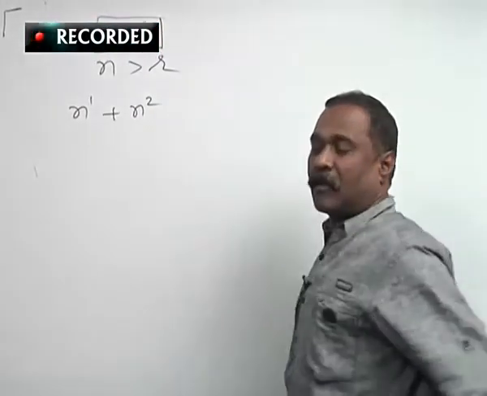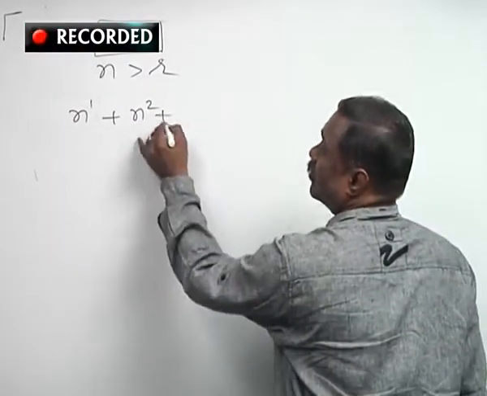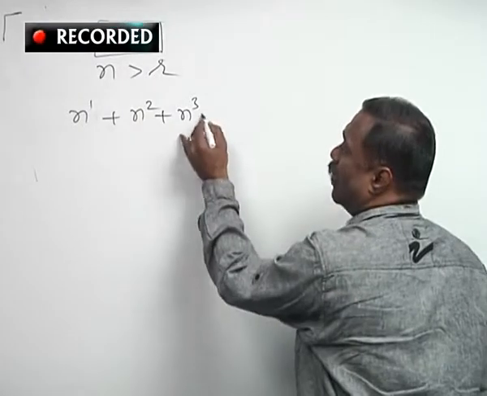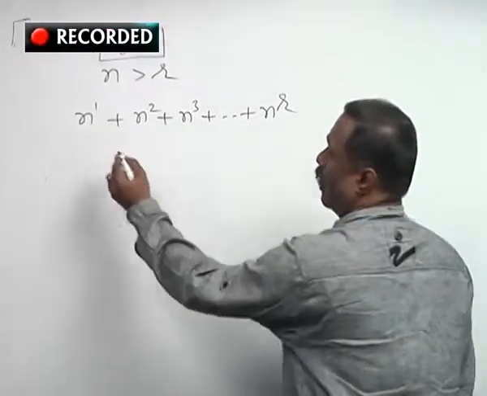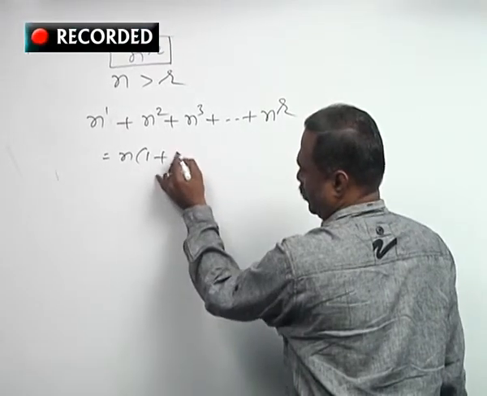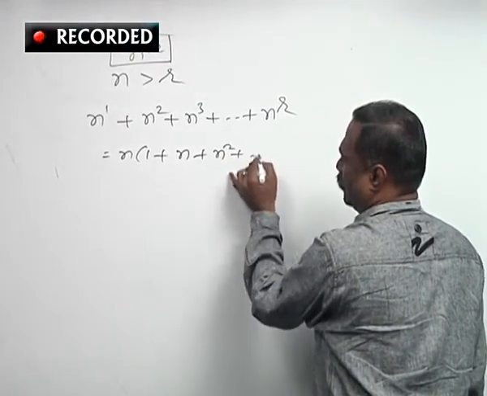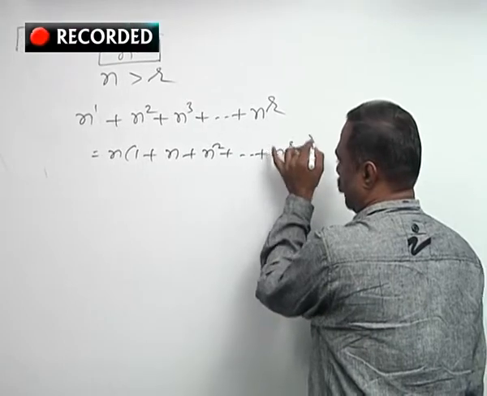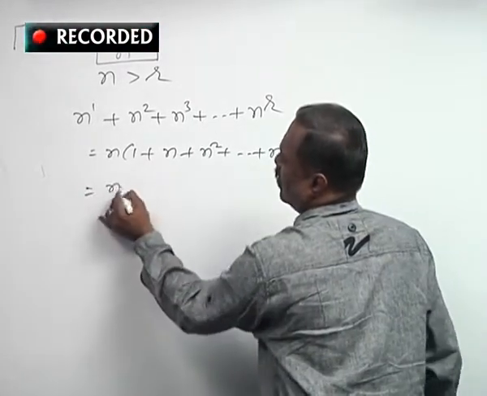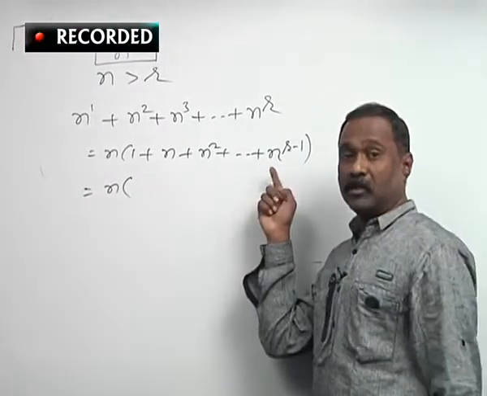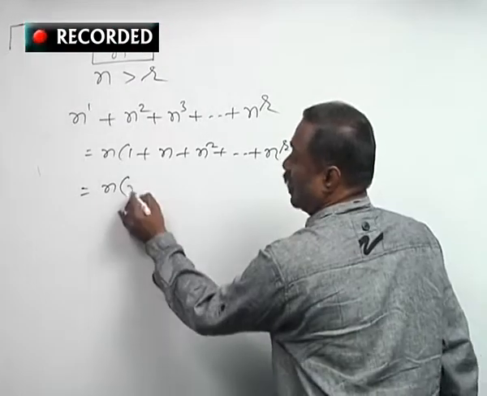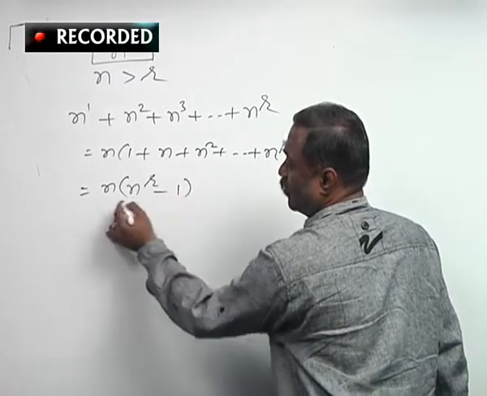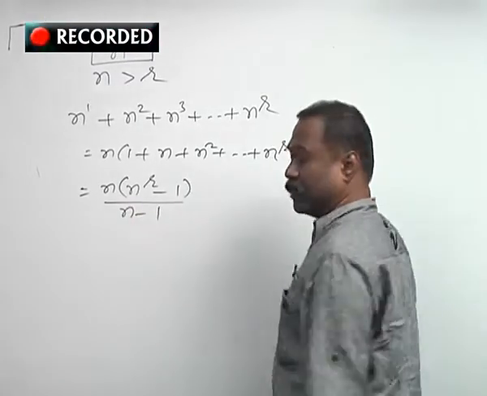With repetition, n square, plus three things are taken, it is n cube, and so on. R things are taken, it is n power r. Now, if you take n common, it is n times (1 plus n plus n square plus so on plus n power r minus 1). You can clearly see that it is a geometric progression. Sum of n terms of GP is nothing but n power r minus 1 upon n minus 1.